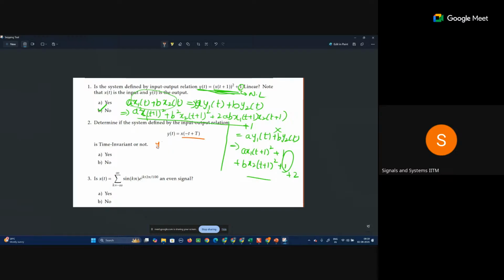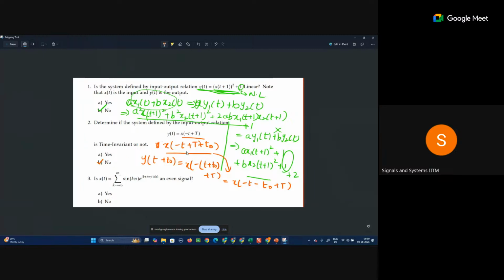So I'm shifting the input by t naught. If the output is similar to this, when we replace t with t plus t naught, instead of t we have to substitute minus of t plus t naught plus T. As a result, we get x of minus t naught plus t. So these two are not equal. So it is a time variant system.